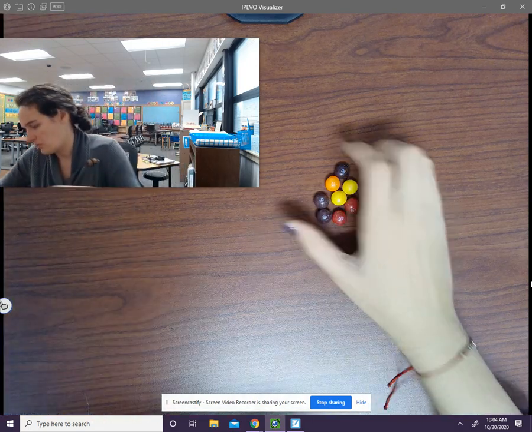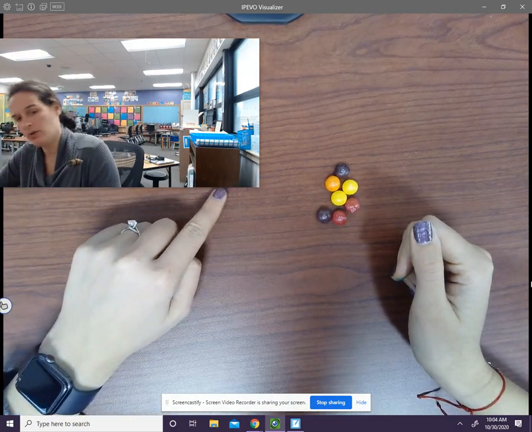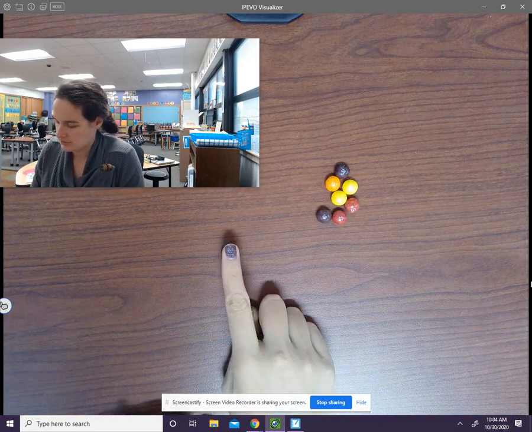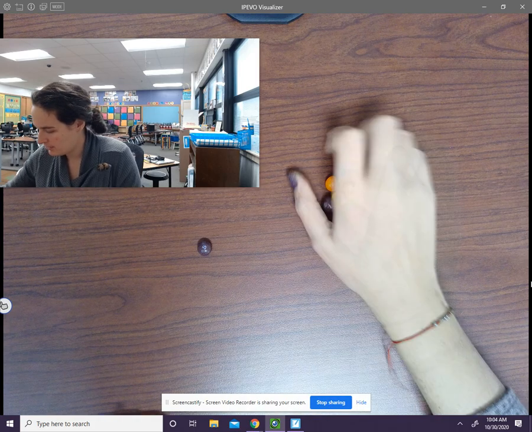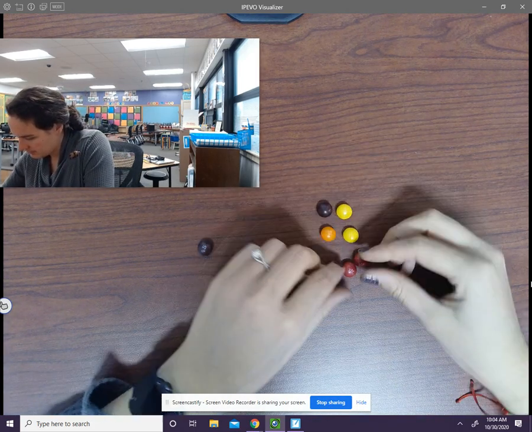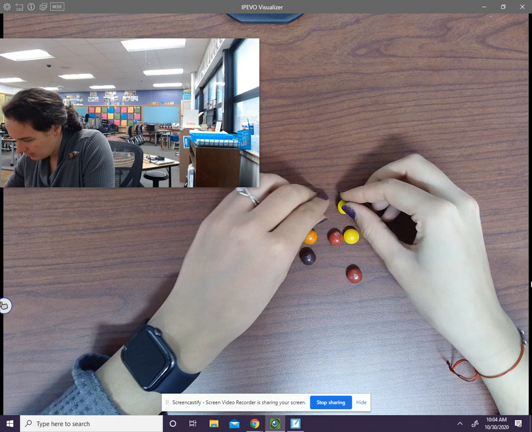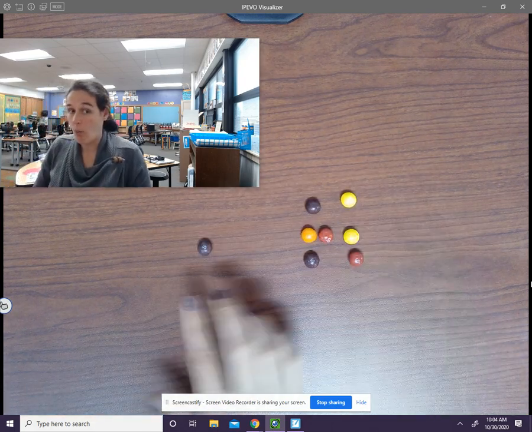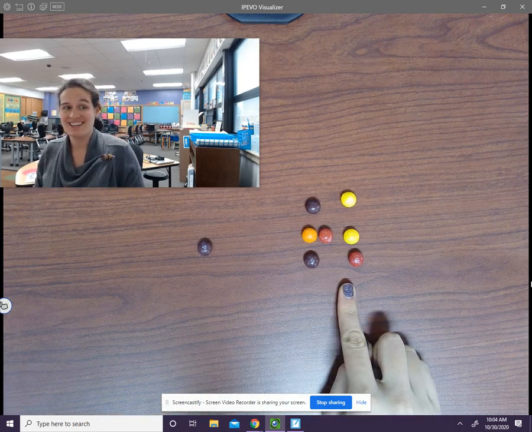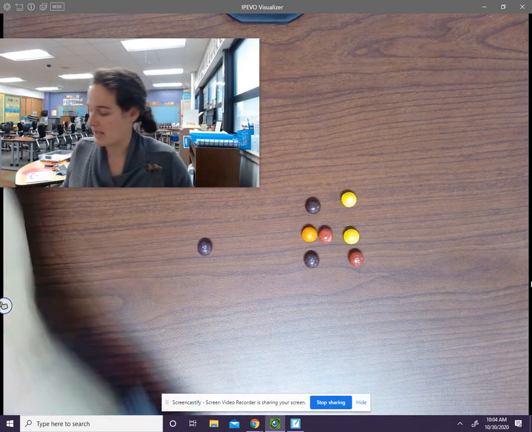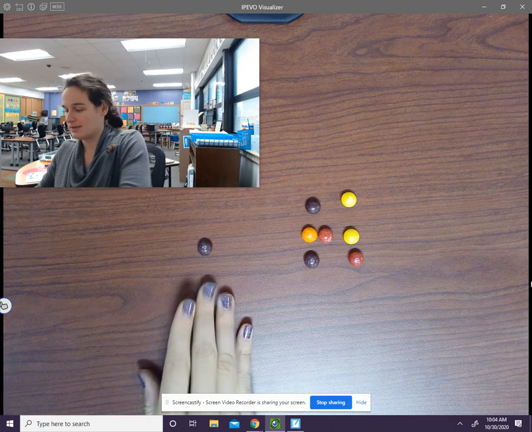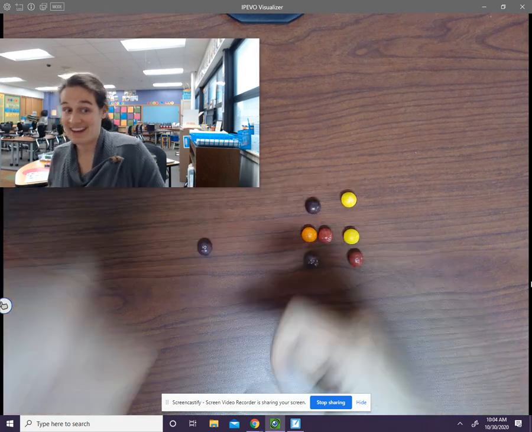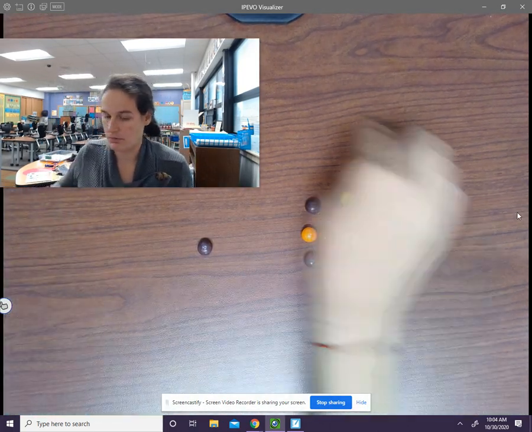Alrighty, so I have 8. So what if I just grab 1? So that'll be one group. And in this case, we don't need to make it equal. We're just trying to find different groups. So we have 1 there. And then over here, I'd end up having 1, 2, 3, 4, 5, 6, 7. So 1 and 7 is 8. We could also say 1 plus 7 equals 8. 8's the whole thing.